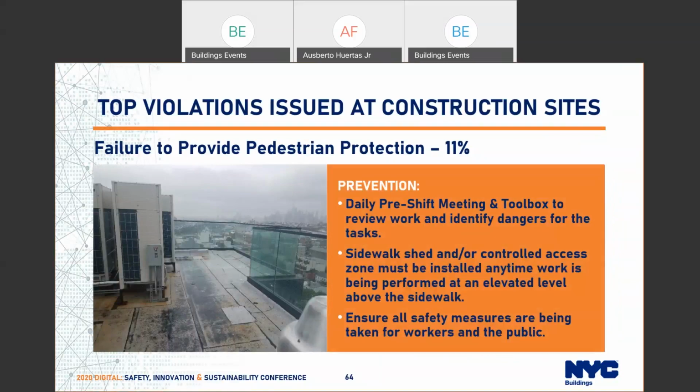To prevent this incident, when removing debris, workers should have been placing it in a designated zone and not placing it in other areas. When tasks are identified at pre-shift meetings, a discussion should take place to ensure that all hazards have been identified and plans should be made on how to mitigate those hazards. Sidewalk sheds and controlled access zones shall be installed anytime work is being performed at an elevated level above the sidewalk.